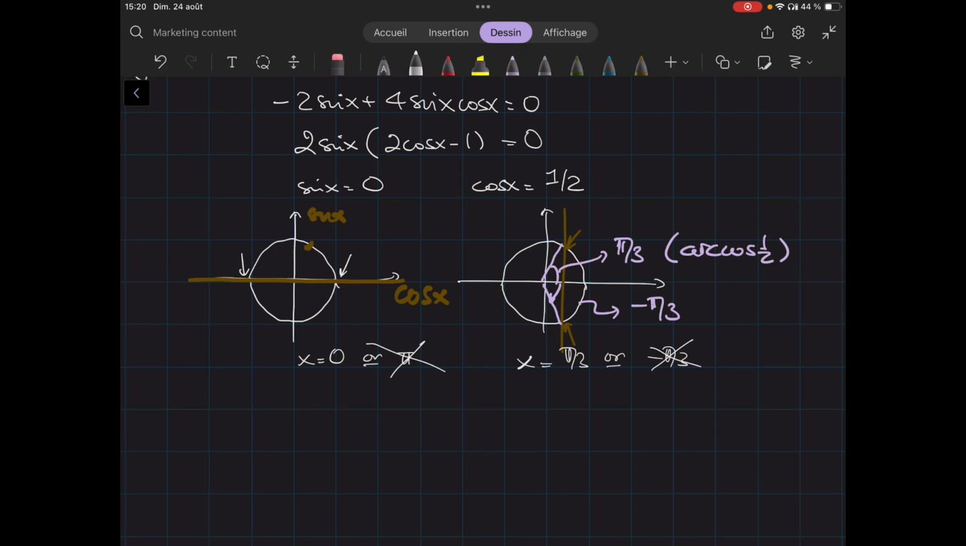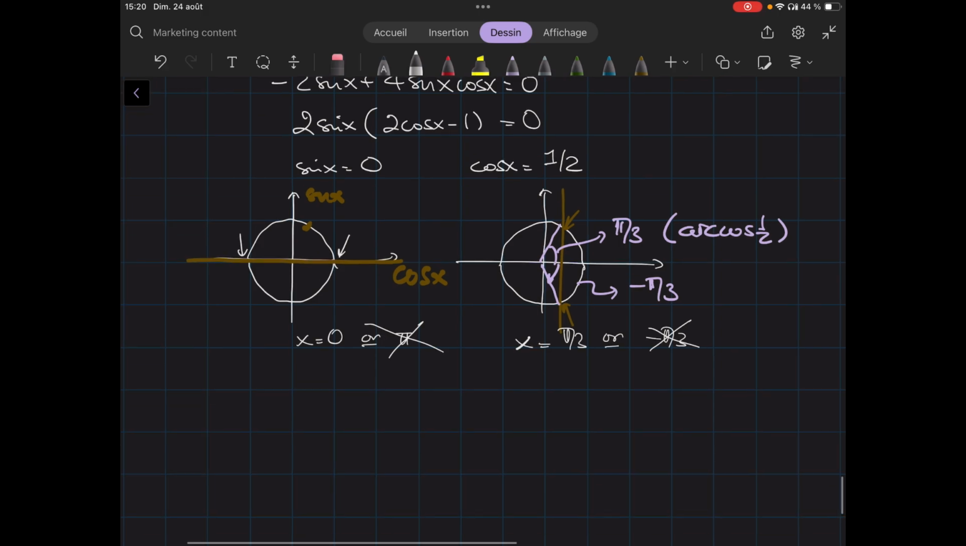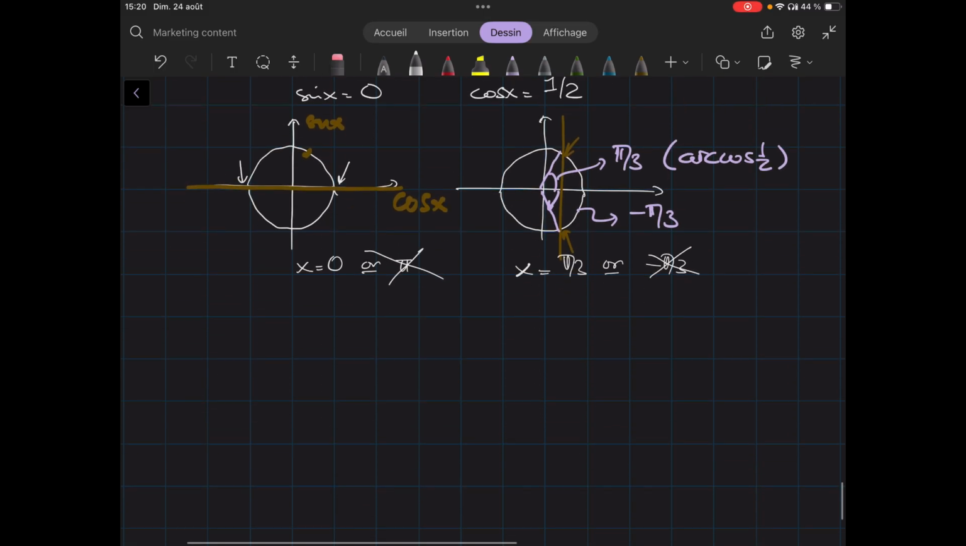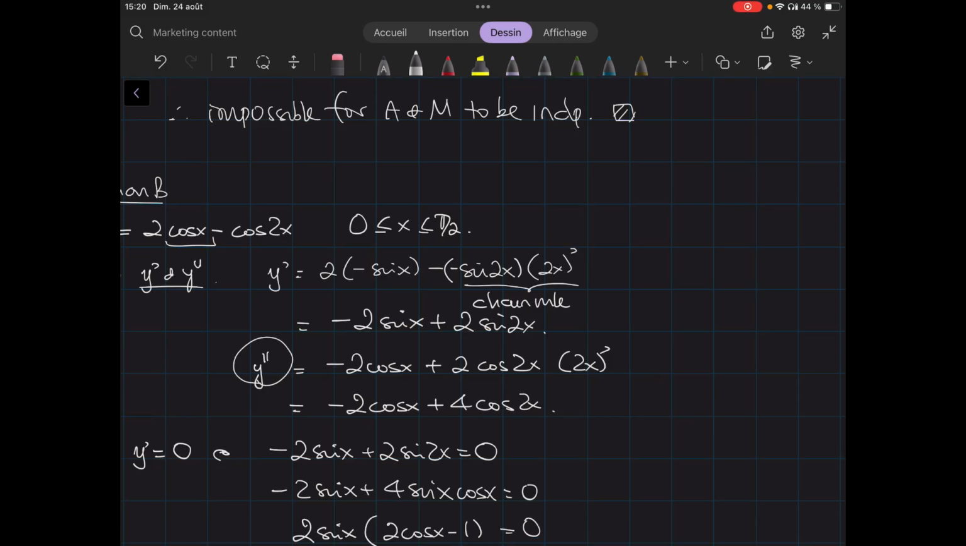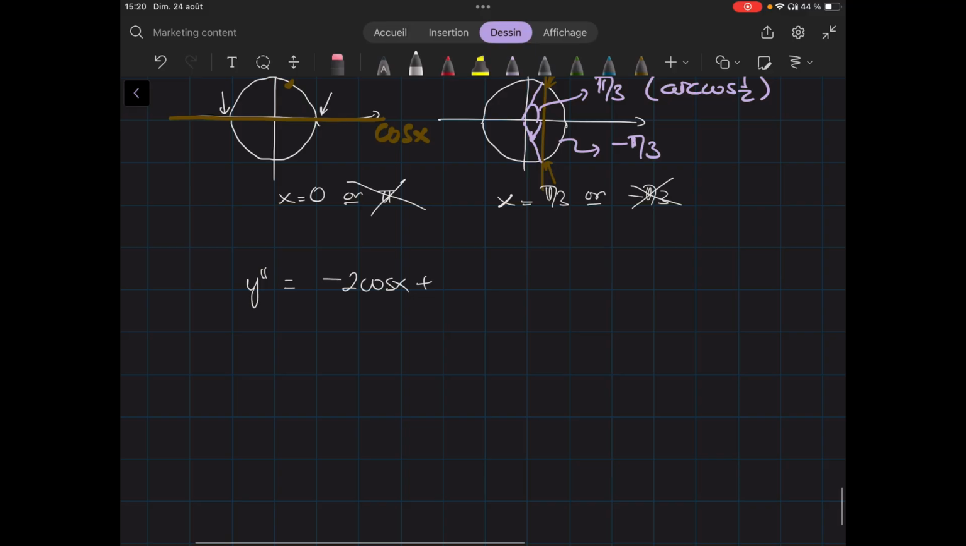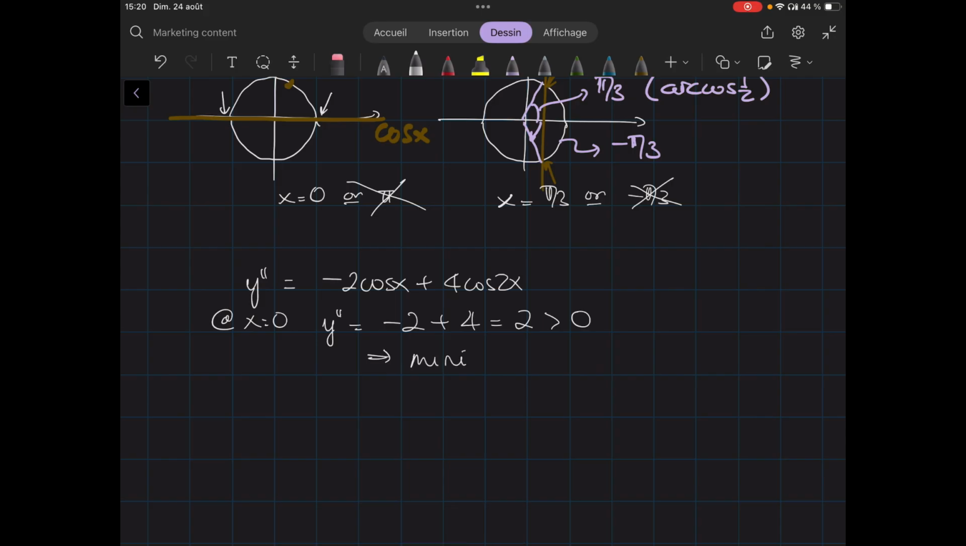Now that we have the 2 stationary points, let's plug back into our second derivative to determine the nature of the points. So y double prime is minus 2 cos of x plus 4 cos of 2x. At x equal to 0, the second derivative is minus 2 plus 4, or 2, greater than 0. Therefore, it is a minimum.